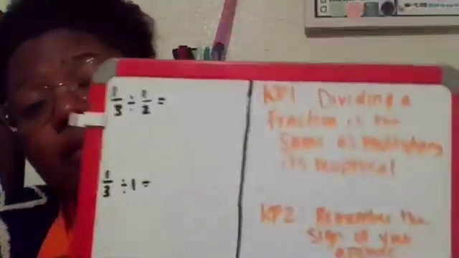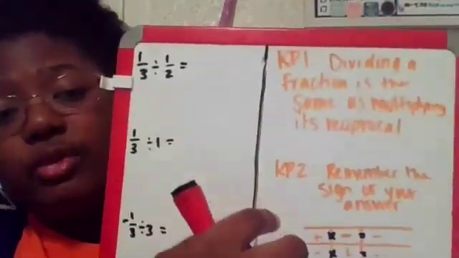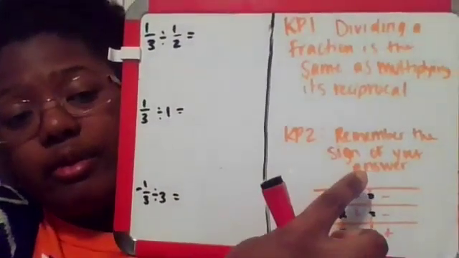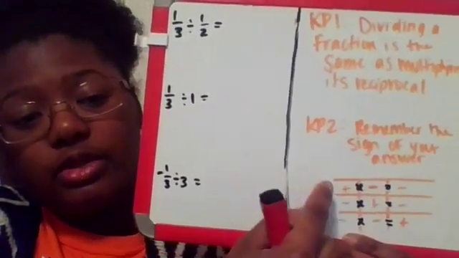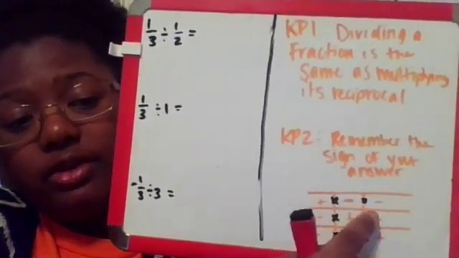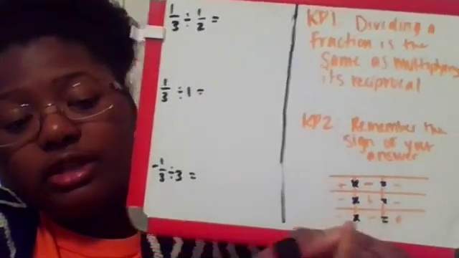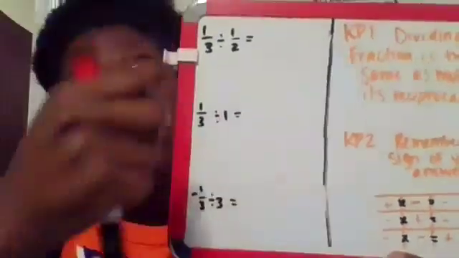All right, now we are going to divide our fractions. So we have 2 key points again. Key point 2 is the same as earlier. Remember the sign of the answer. So if you are multiplying a positive by a negative, you still get a negative. If you are multiplying a negative by a positive, you get a negative still. And if you multiply a negative by a negative, it turns into a positive.